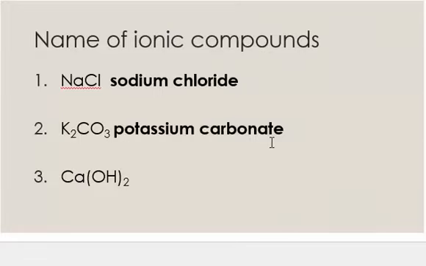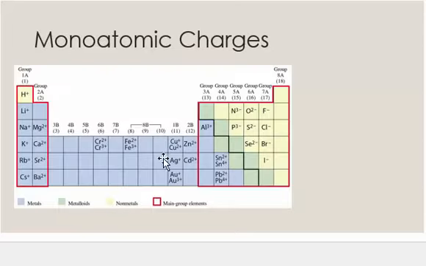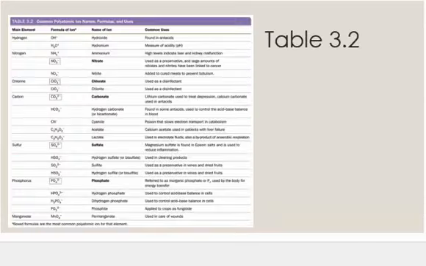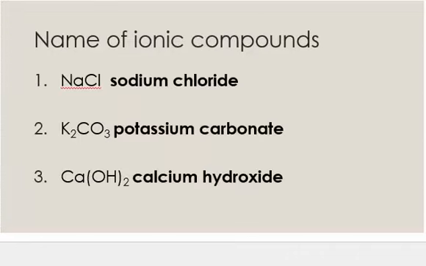Cation name, anion name. Compound number 3 also has more than 1 capital letter, so we know that there is a polyatomic ion. The cation is from the metal calcium. Since calcium always has a charge of +2, the name of the cation is calcium. Looking at table 3.2, we see that OH is the hydroxide anion. The name of compound number 3 is calcium hydroxide. Cation name, anion name.